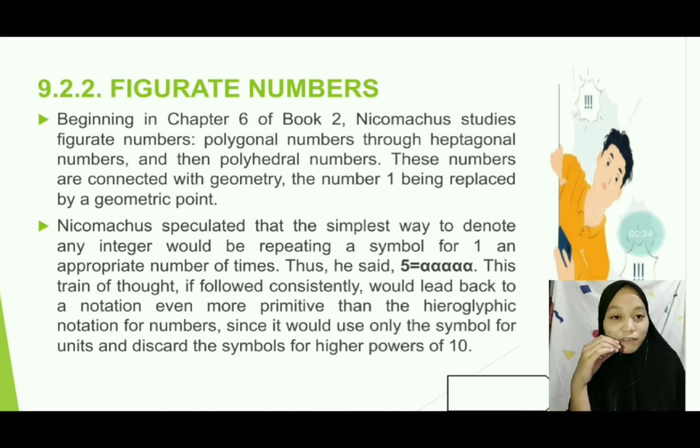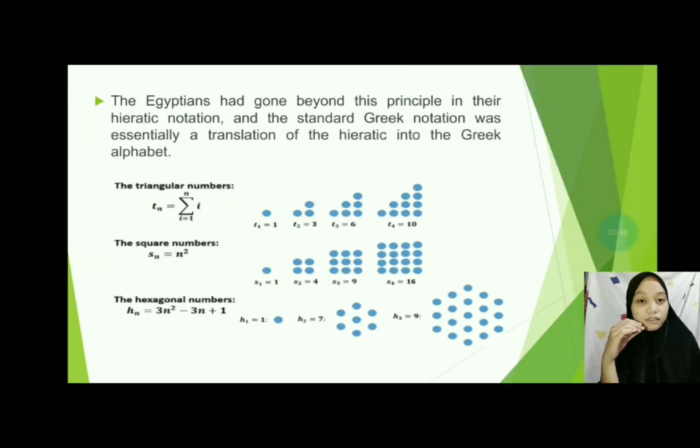This train of thought, if followed consistently, would lead back to a notation even more primitive than the hieroglyphic notation for numbers, since it would use only the symbol for units and discard the symbols for higher powers of 10. The Egyptians had gone beyond this principle in their hieratic notation, and the standard Greek notation was essentially a translation of the hieratic into the Greek alphabet.